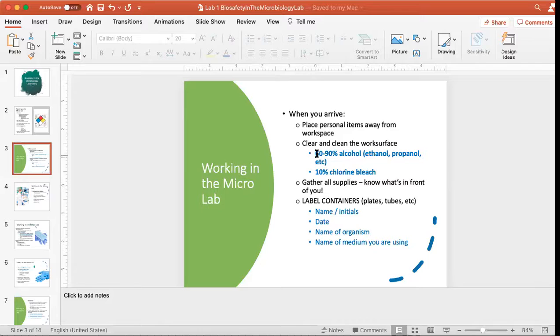So anywhere between 60 and 90% will work. Most of the time, in my experience, we mix it up to about 70%. And that alcohol can be any of several kinds. Some laboratories use isopropanol, some of them use ethanol. It just depends on the laboratory. Alcohols are expensive, so some laboratories won't use them as disinfectants, but they're very good disinfectants.